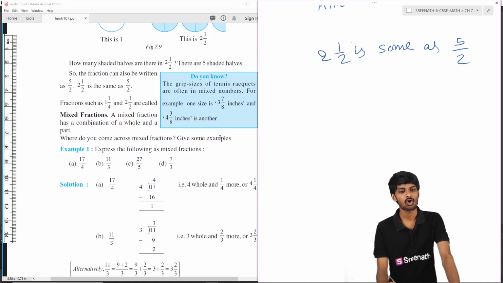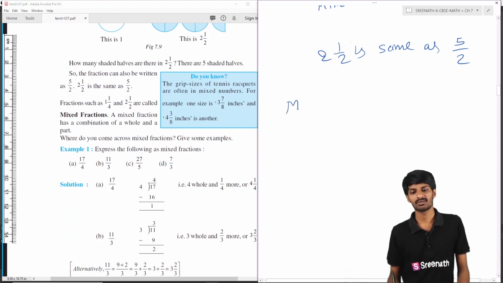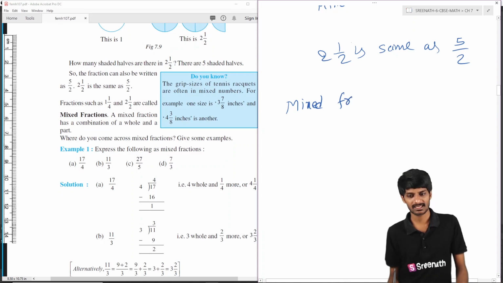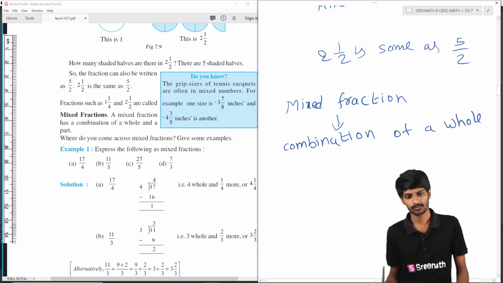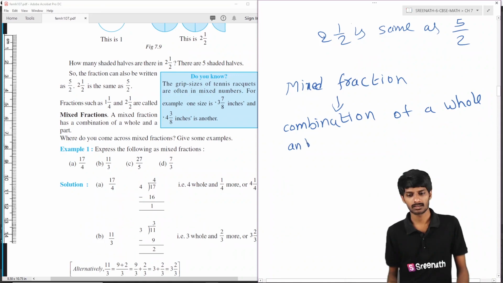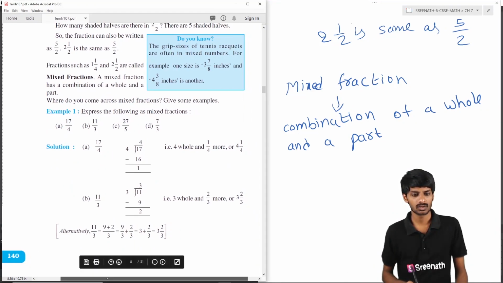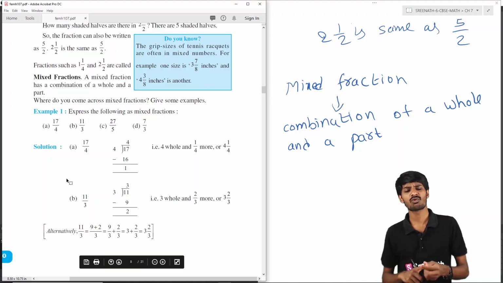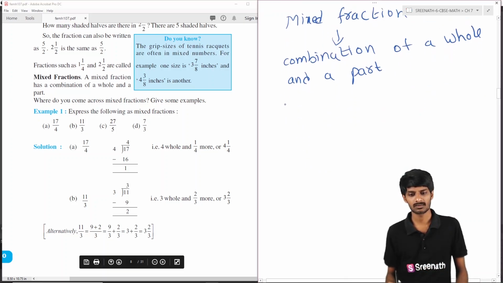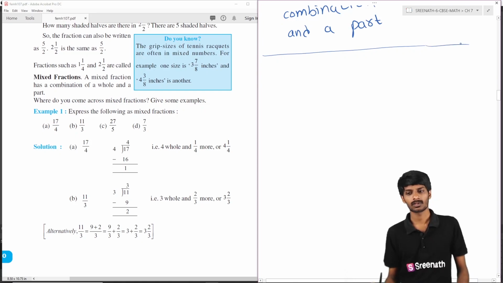A mixed fraction has a combination of a whole and a part. So what is the definition of a mixed fraction, students? A mixed fraction has a combination of a whole and a part. So here there are examples, students. We are going to solve those. Express the following as mixed fractions. How to express them, students?